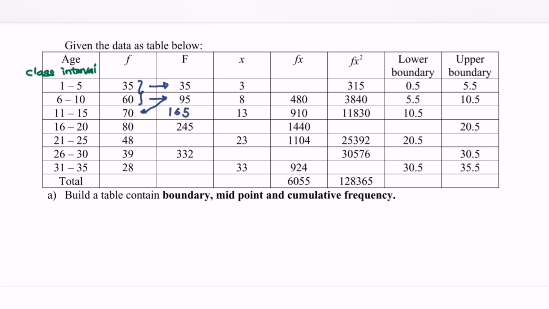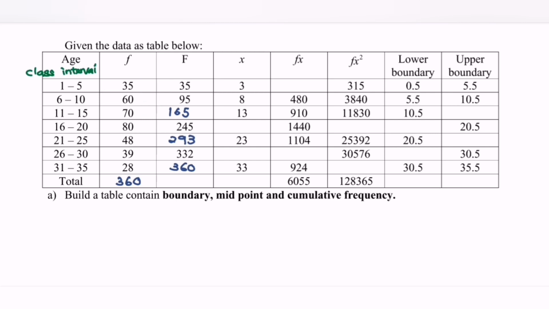165. Next, focus on this part. We need to add the 245 with the 48. So the total will be 293 for the cumulative frequency. At the end, 332 plus 28, and we will have the total 360. Another way to check the cumulative frequency is to look at the frequency. If we add up the frequency, we will have the total 360 as well.